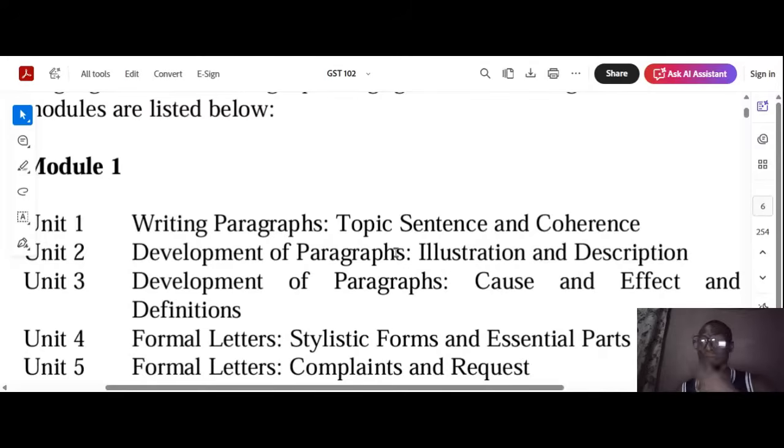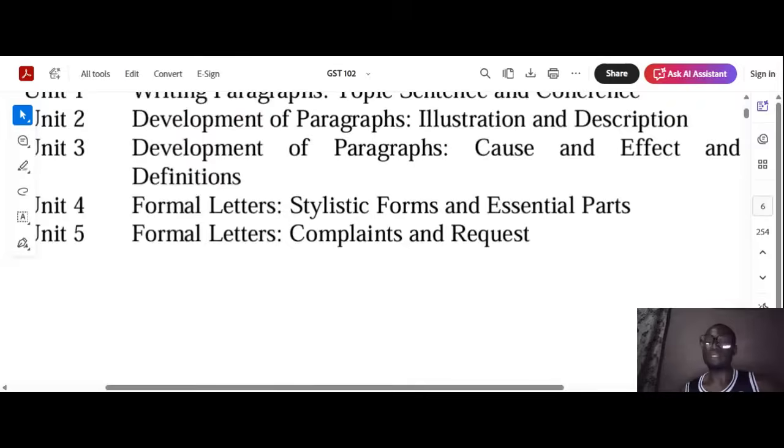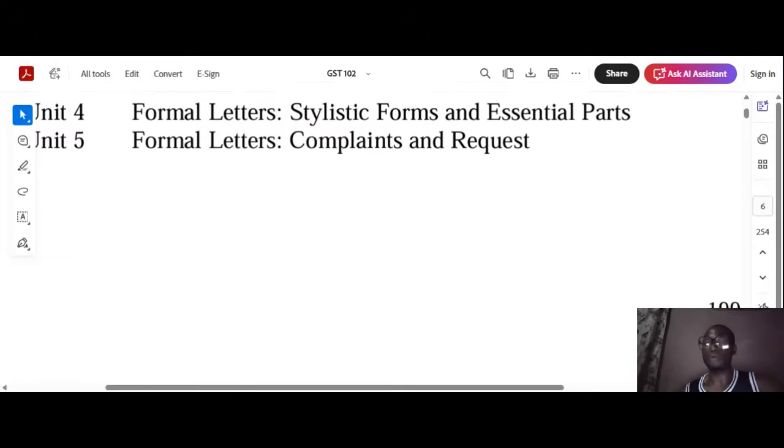You're welcome back. So we have so many things to talk about in this material. We have module one, we'll be talking about writing paragraphs, the topic sentence, and coherence. In unit two, we'll talk about development of paragraphs using illustration and description. In unit three, we'll talk about development of paragraphs using cause and effect and definitions. In unit four, we'll be talking about formal letters, the stylistic forms, and the essential parts that form them. And we'll talk about formal letters in form of complaint and request.